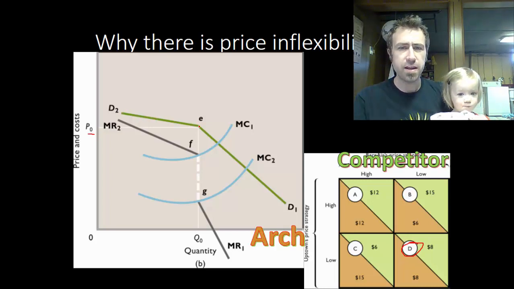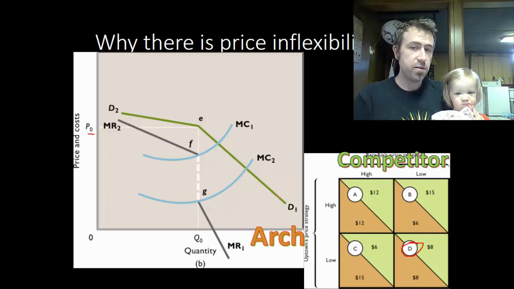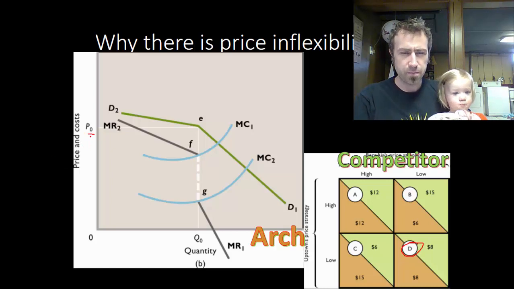Now, once you get to the inelastic part, you don't necessarily want to lower prices, right? Because when you lower prices in the inelastic part, then total revenue would go down. But of course, total revenue isn't everything, right? You also want to consider profit. And so here's some other reasons why price stays at P0.